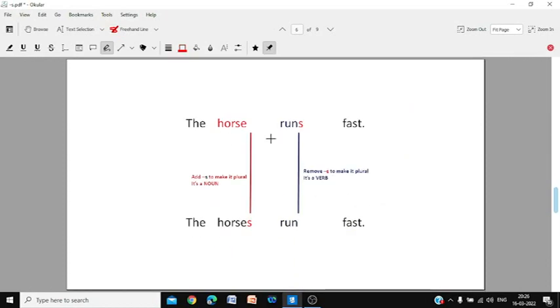The horse runs fast. The horses run fast. See how it is. Here we have added S to make it plural because S makes a noun plural. And here we have removed the S to make it plural because removing S will make it plural, adding S will make it singular. So in case of noun, without S singular, with S plural. And in case of verb, with S singular, without S plural.